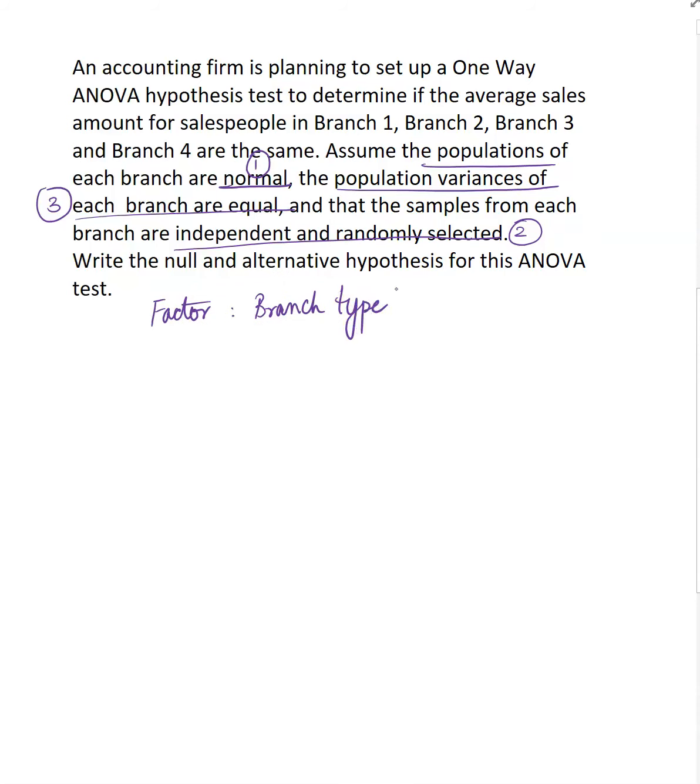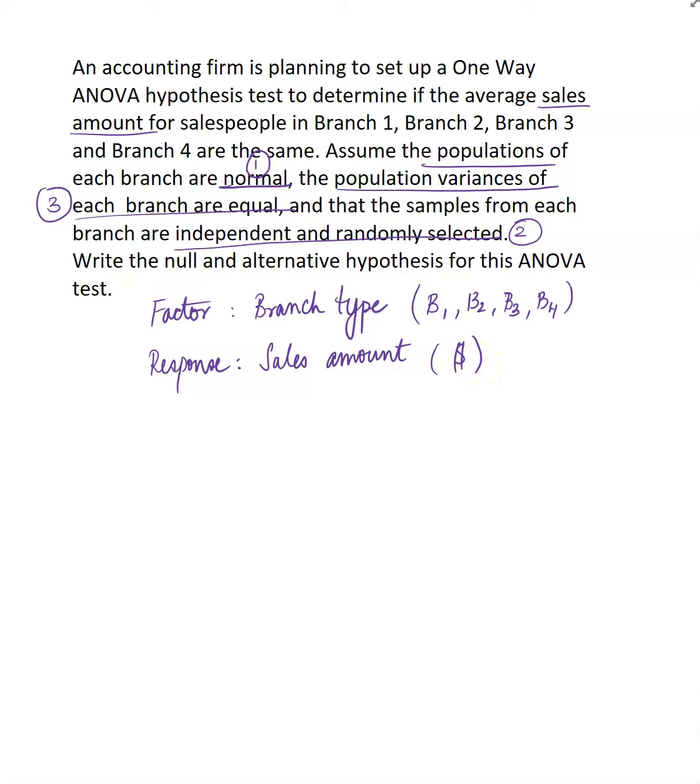Branch type, okay, which is categorical: branch 1, branch 2, and so on. The response variable must be numerical, to determine if the sales amount can be measured, right? So I can call it B1, B2, branch 1, branch 2, branch 4, right? Branch types. And this is sales amount, so it must be in dollars. Okay, so now we're ready to write.